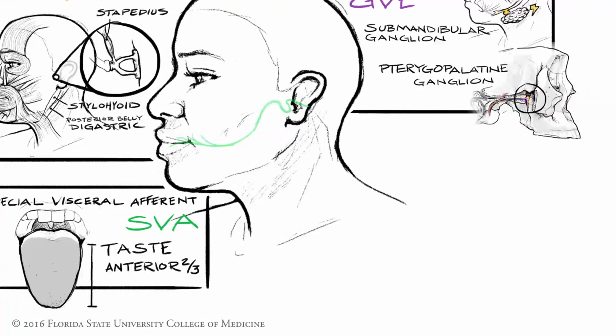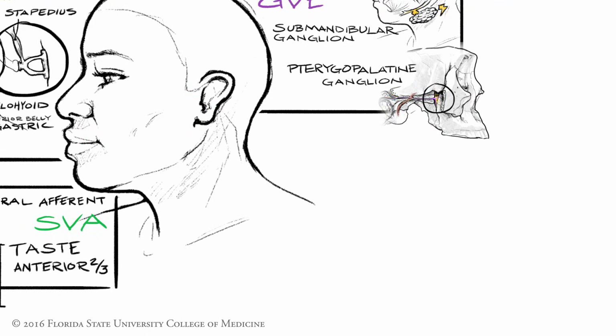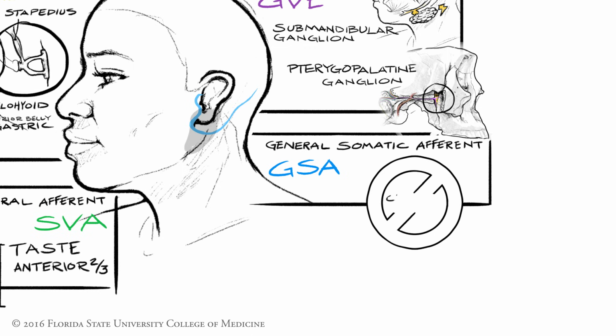Finally, the fourth component of the facial nerve is a small amount of general somatic afferent, or GSA, innervation to a patch of skin over the mastoid process and auricle. This innervation is not clinically relevant and is often excluded in descriptions of the facial nerve. We will include it here only for the sake of completeness.